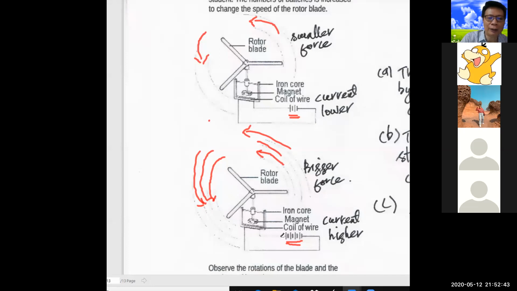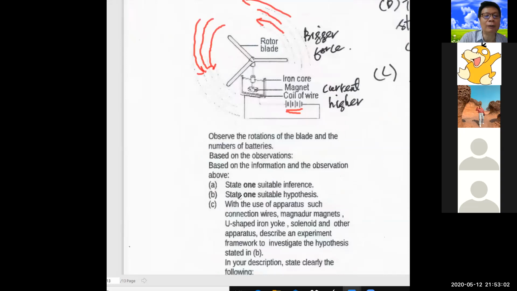Second diagram, you increase the current, you put more battery. Bigger current, right? It produces a bigger magnetic force. So this plate now will turn very fast. So the aeroplane can fly now. It turns very fast. Correct not? So the experiment is roughly like this now. Okay, already we have foolscap paper now. Okay, now the question.